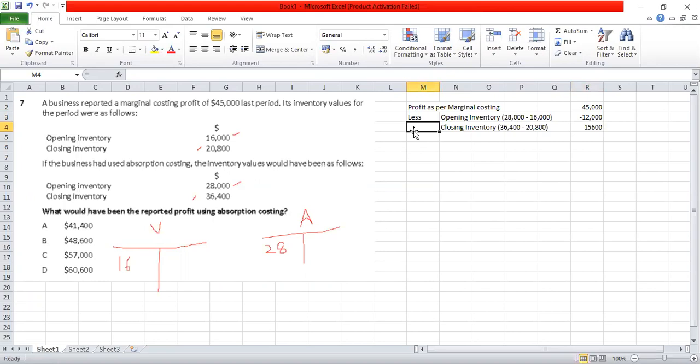Obviously it would be the other way around in the case of ending inventory. Ending inventory should have been 36,400 according to absorption costing, but they have recorded only 20,800, whereas it should be 36.4. Since 20.8 was already taken on the credit side, the balance of it has to be accounted. Because it is a credit item, we are adding it. The difference is 15,400. So just add them up. So 48,600 is profit as per absorption costing.